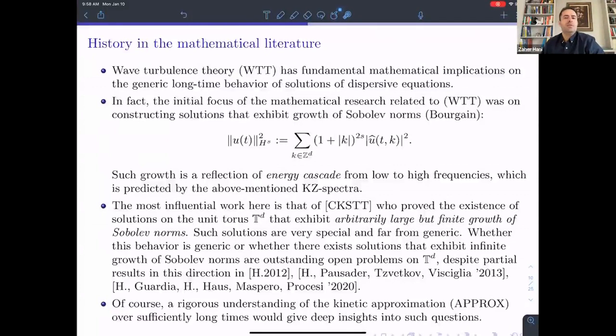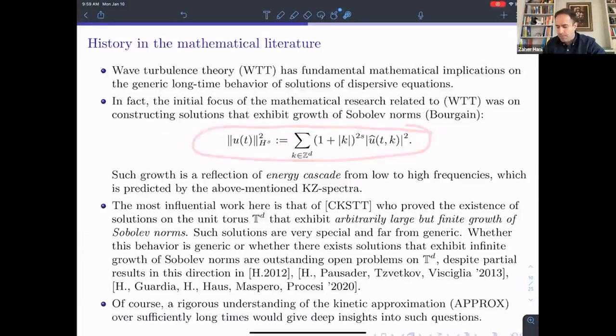The initial focus of the mathematical research related to wave turbulence was a little bit indirect, or sort of inspired by wave turbulence, but not quite hitting the nail on its head, if you like. So the initial interest was to construct solutions for the NLS equation that exhibit some form of energy cascade. This energy cascade was measured by the growth of Sobolev norms of the solution.